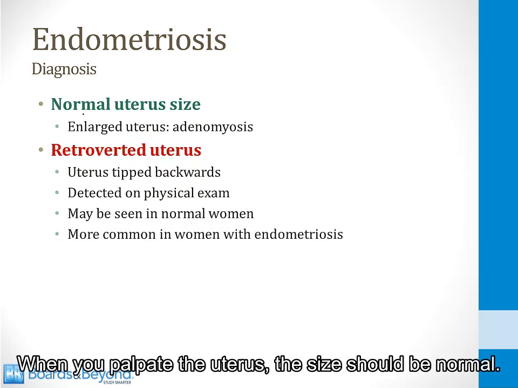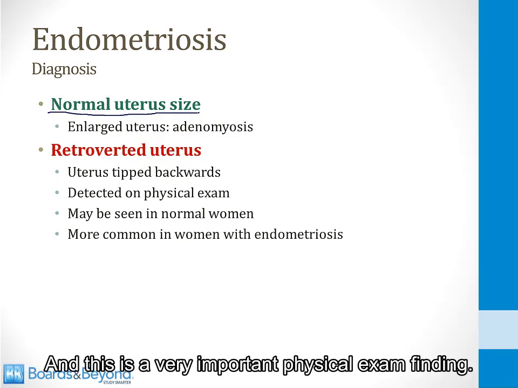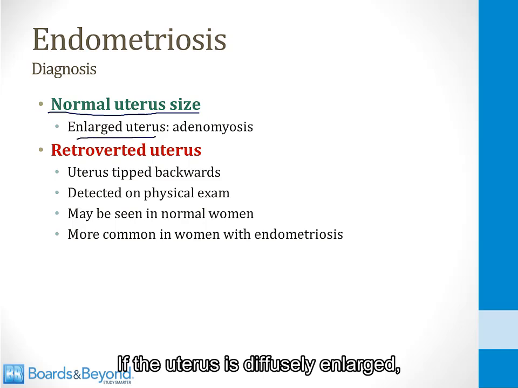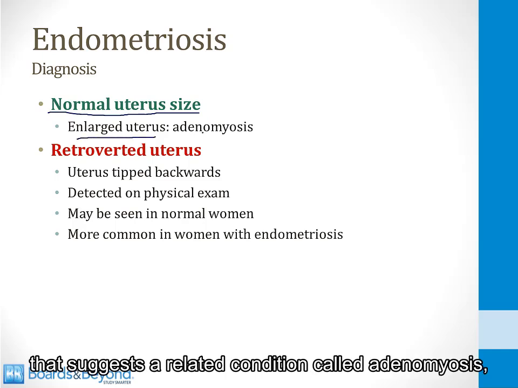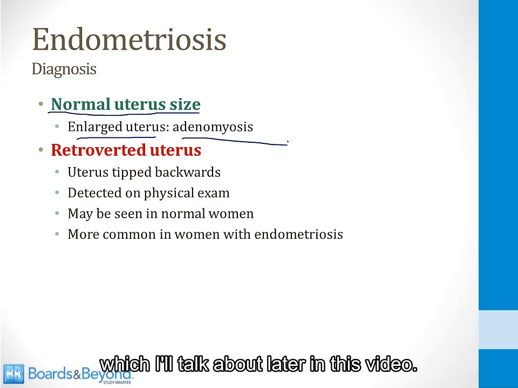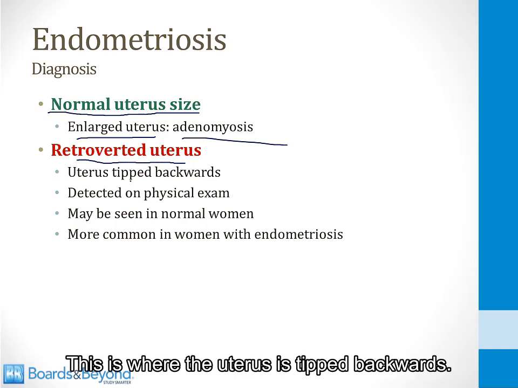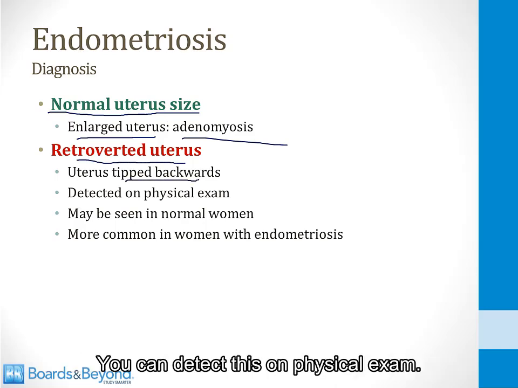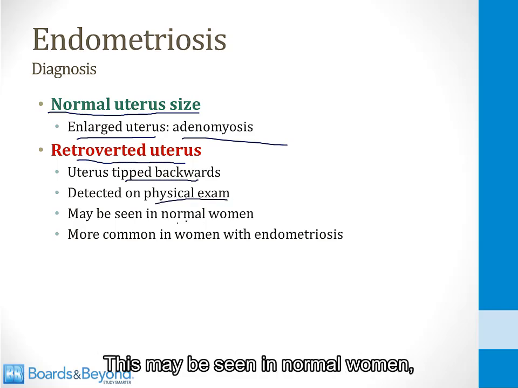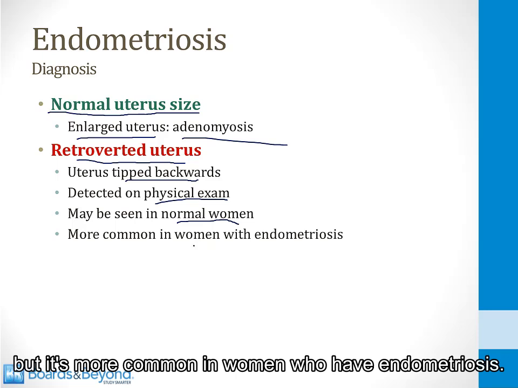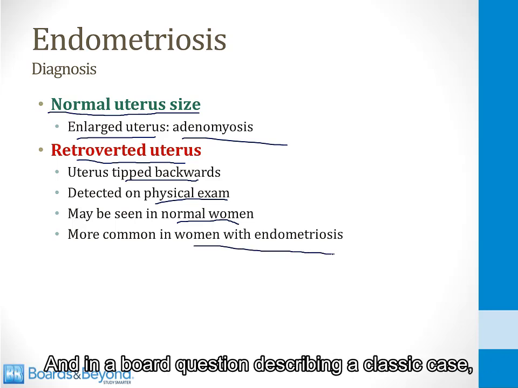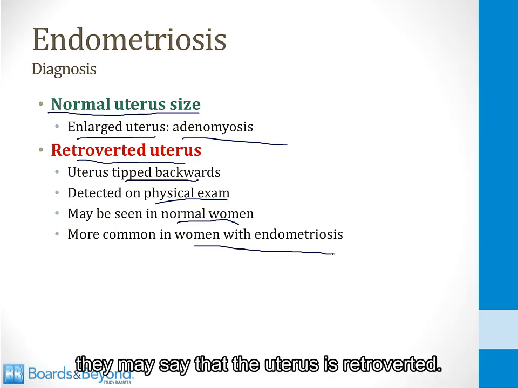When you palpate the uterus, the size should be normal, and this is a very important physical exam finding. If the uterus is diffusely enlarged, that suggests a related condition called adenomyosis, which I'll talk about later in this video. And then finally, some women with endometriosis have a retroverted uterus. This is where the uterus is tipped backwards. You can detect this on physical exam. This may be seen in normal women, but it's more common in women who have endometriosis. And in a board question describing a classic case, they may say that the uterus is retroverted.